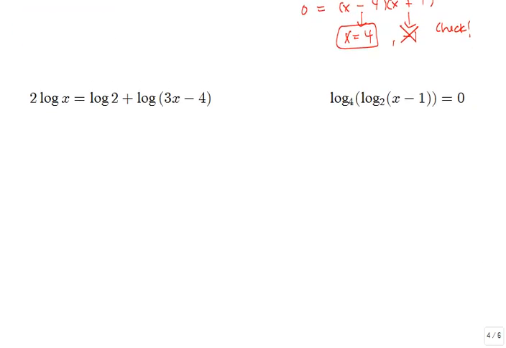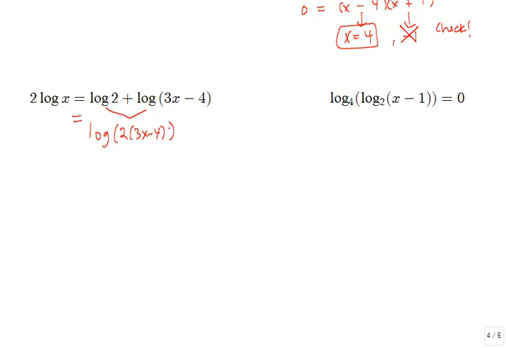Okay, we're going to do something similar on this next one, except this time we have 3 different logs going on, and we have one log that has a coefficient on it as well. So there's a couple things that we can do here. On the right hand side, we can do exactly what we did in the last problem and consolidate these two logs together by using that multiplication rule. So the sum of these two logs becomes the single log of the product of their stuff. So the 2 times the 3x minus 4.